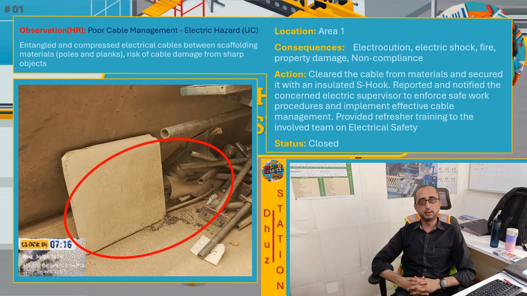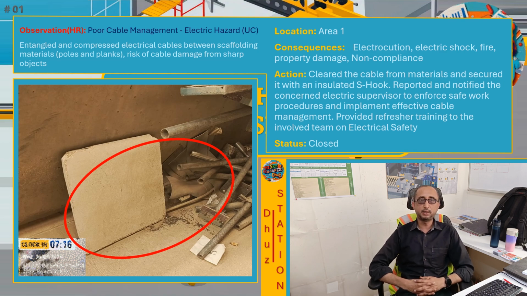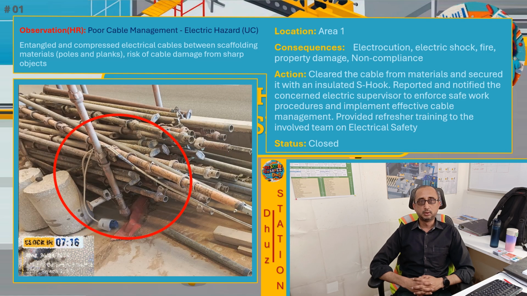Let's look at the observation. It is categorized as high risk, labeled as poor cable management. Hazard type is electric hazard, and the immediate cause is unsafe condition. What is the issue? Our scaffolding team stacked the scaffolding materials, metallic poles, planks, clamps temporarily, and they entangled the electric cable into it so badly that it is being compressed, squashed. Maybe the cable is already damaged, due to which the whole metallic material has become a live source of electric power, or maybe it will get damaged during further handling of the material.